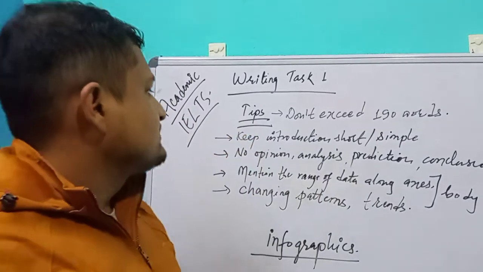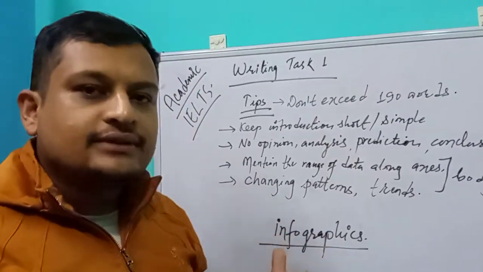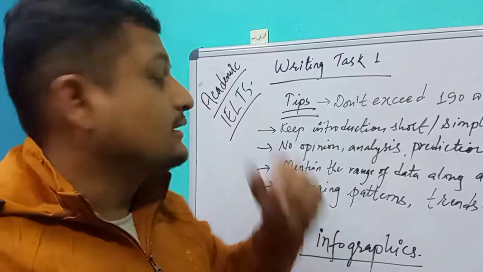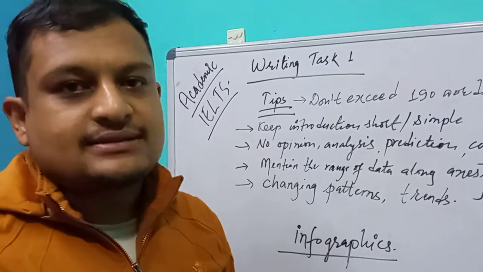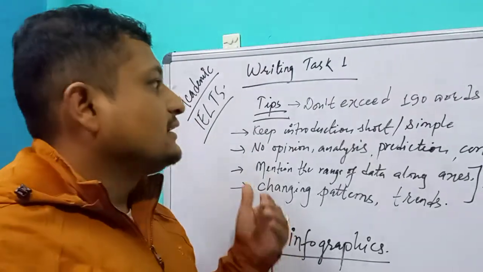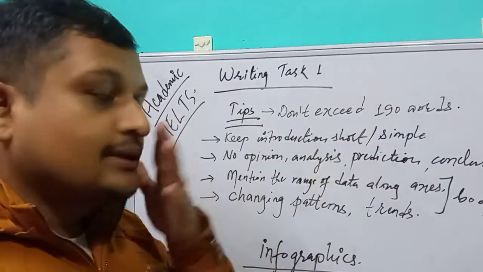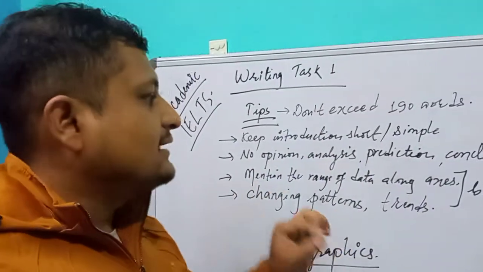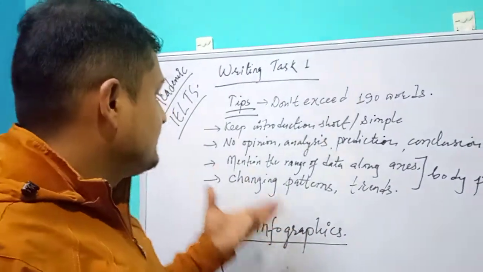So what are the tips? Whenever we see any table, whenever we see any chart given, that has to be precisely described in writing task 1. So we have to keep the introduction short and simple, not more than two sentences. If we include more than two sentences in the introduction part, then that's going to make the writing lengthy and vague. That's not expected out of you in the writing task 1. So introduction has to be short and simple so that the examiner can easily get the idea what the person is going to talk about, going to explain.